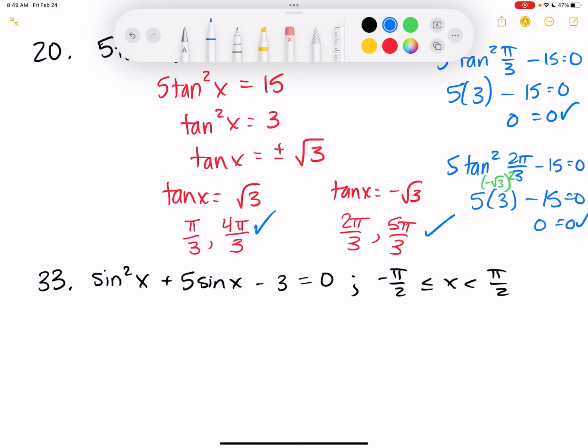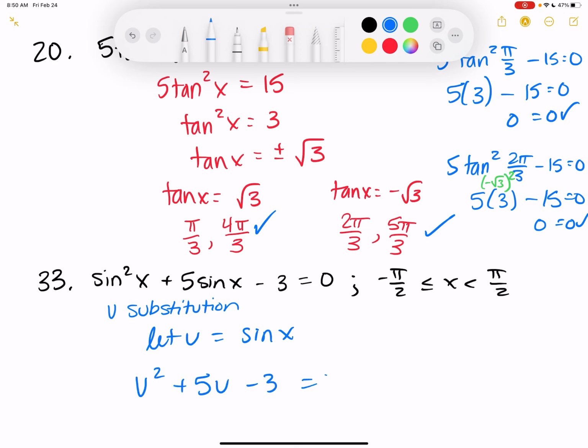So what I do is I use what we call U substitution. And this gets used a lot in calculus. So basically, I say let U be equal to sine of x. So anywhere I see a sine of x in that equation, I'm going to replace it with U. I'm not using x because x is already used in the equation. U is just the variable of choice that's been used for a very long time. So I would say U squared plus 5U minus 3 is equal to 0.